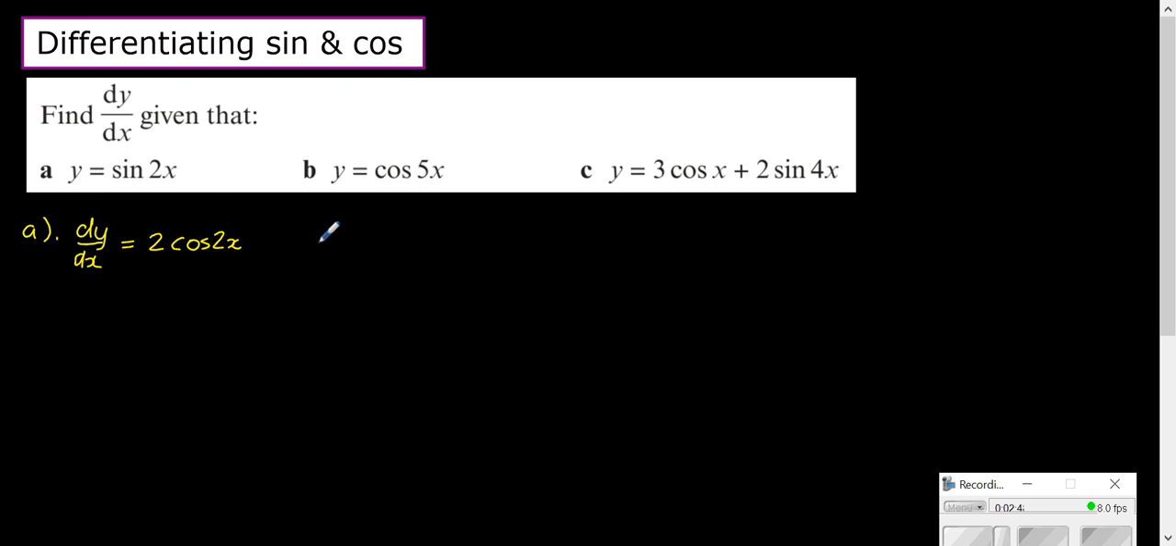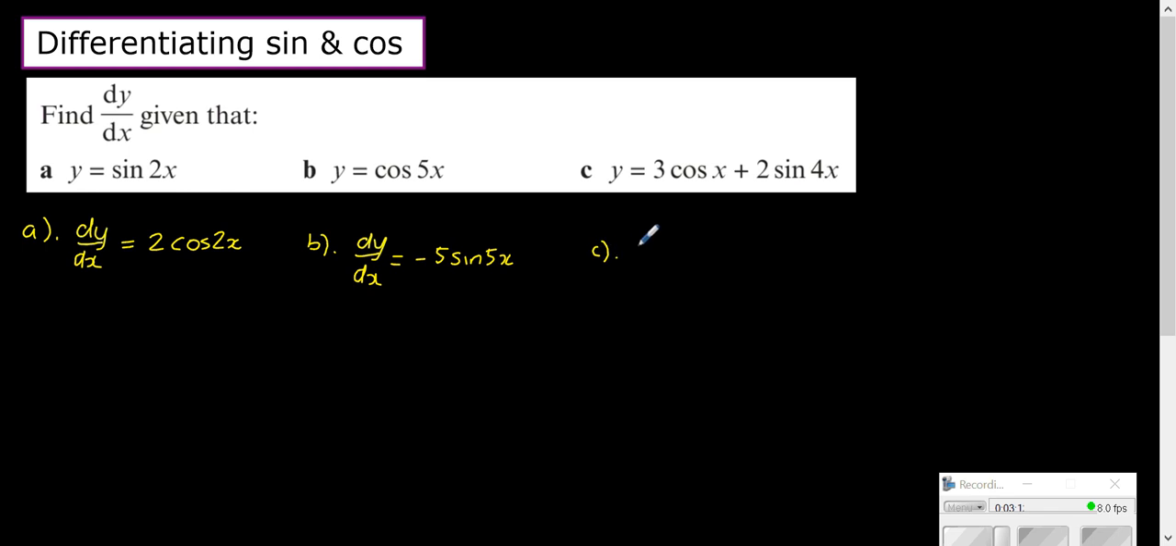In our second question, we're going to have a look at y equals cos 5x. And the first thing I'm going to write down is that I know that cos differentiates to minus sine. And I'm remembering then that k is 5. So I end up with minus 5 sine 5x. So you can see that the 5 goes here and stays here.